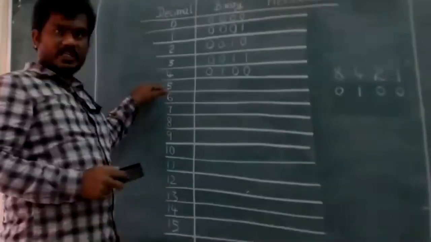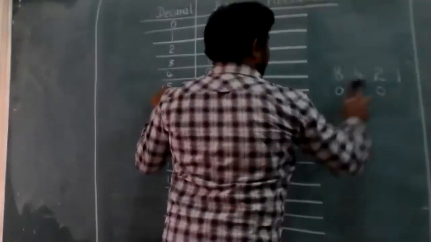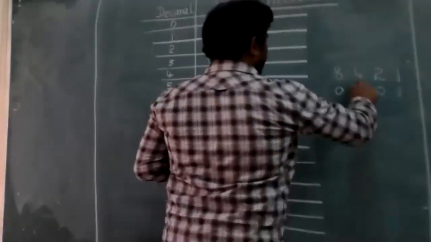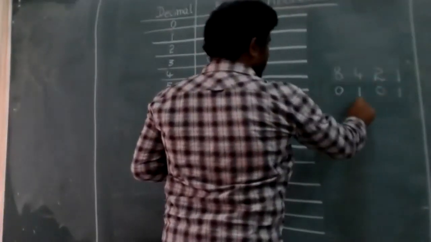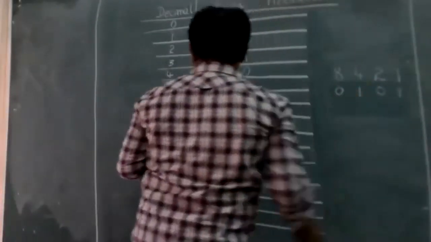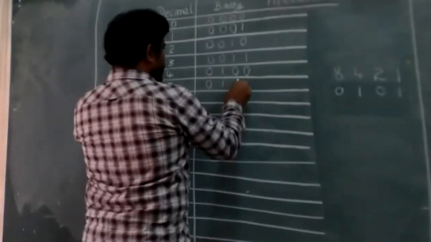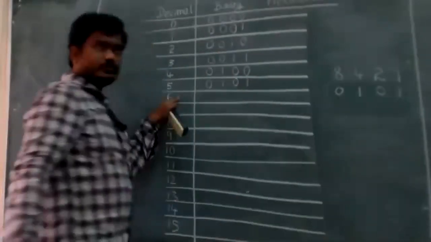Then in order to represent 5, I have to consider this bit as high, and this bit should be high because 4 plus 1 is 5. So only this bit and this bit should be logic high, and the rest are all equal to 0. So 5 is represented as 0, 1, 0, 1.